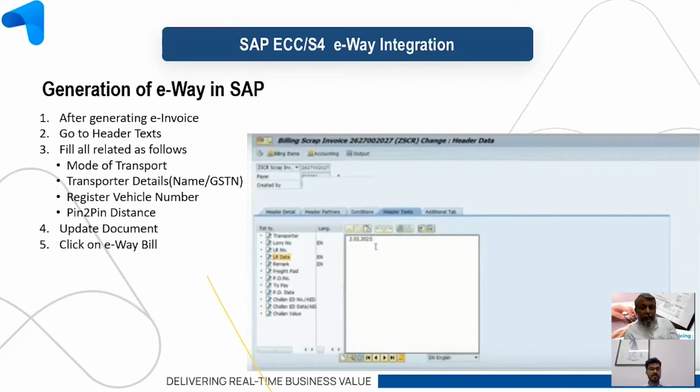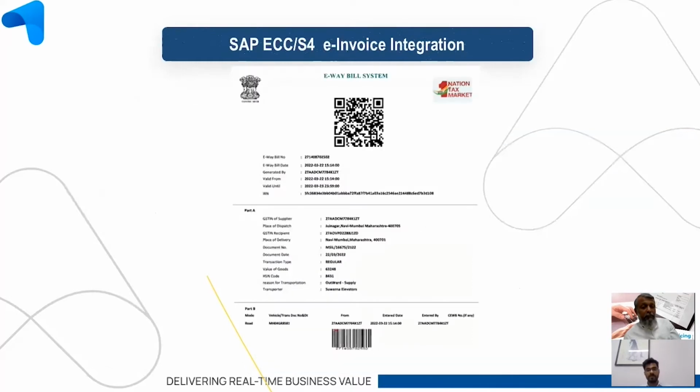We have also given an additional validation: if the transporter GSTN is cancelled or blocked, the system will give a notification that it is blocked. Again, we have given a button in the header text to generate the e-way bill. Once we click the generate e-way bill button, it takes all the information and generates the e-way bill from the e-way bill portal, and that link comes back and is stored in the user manual field.